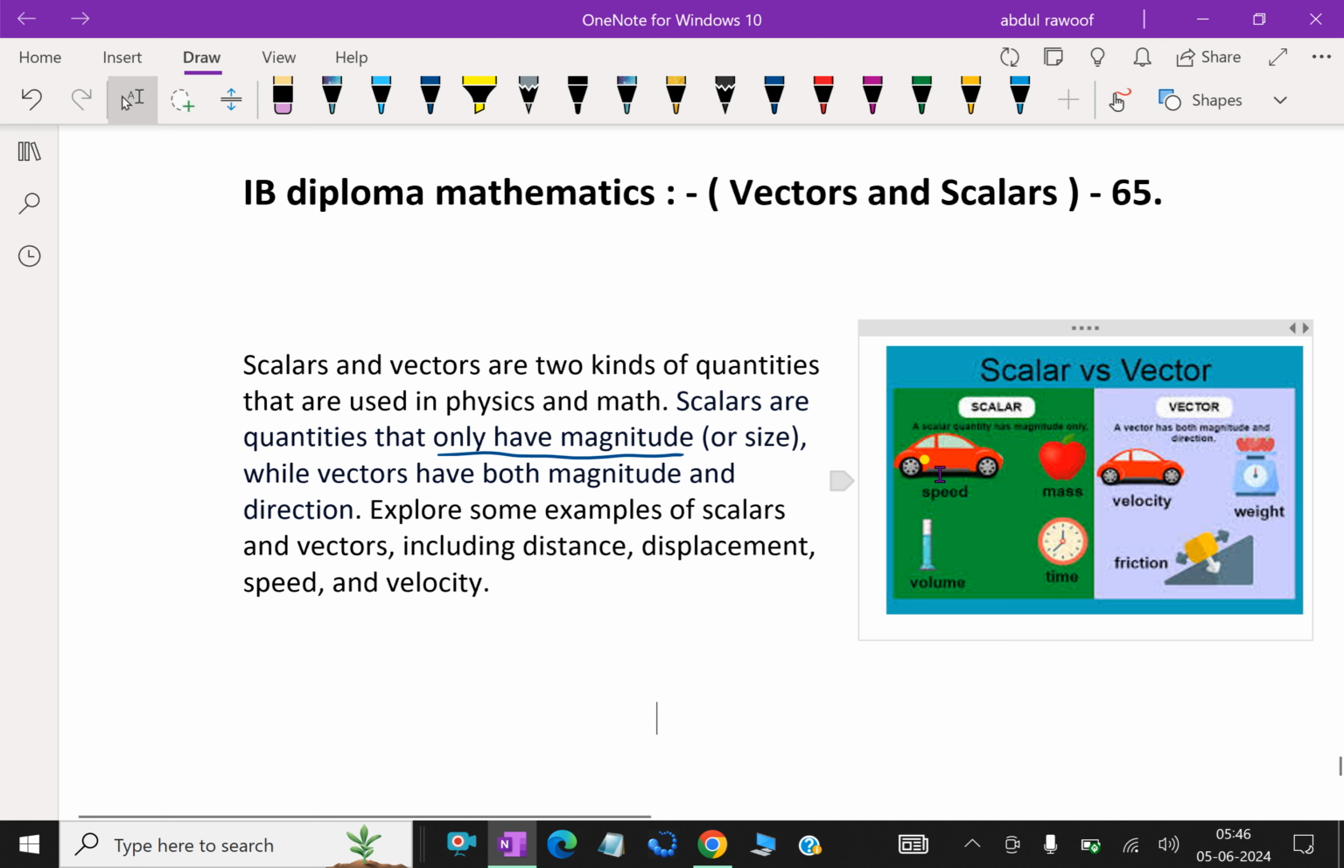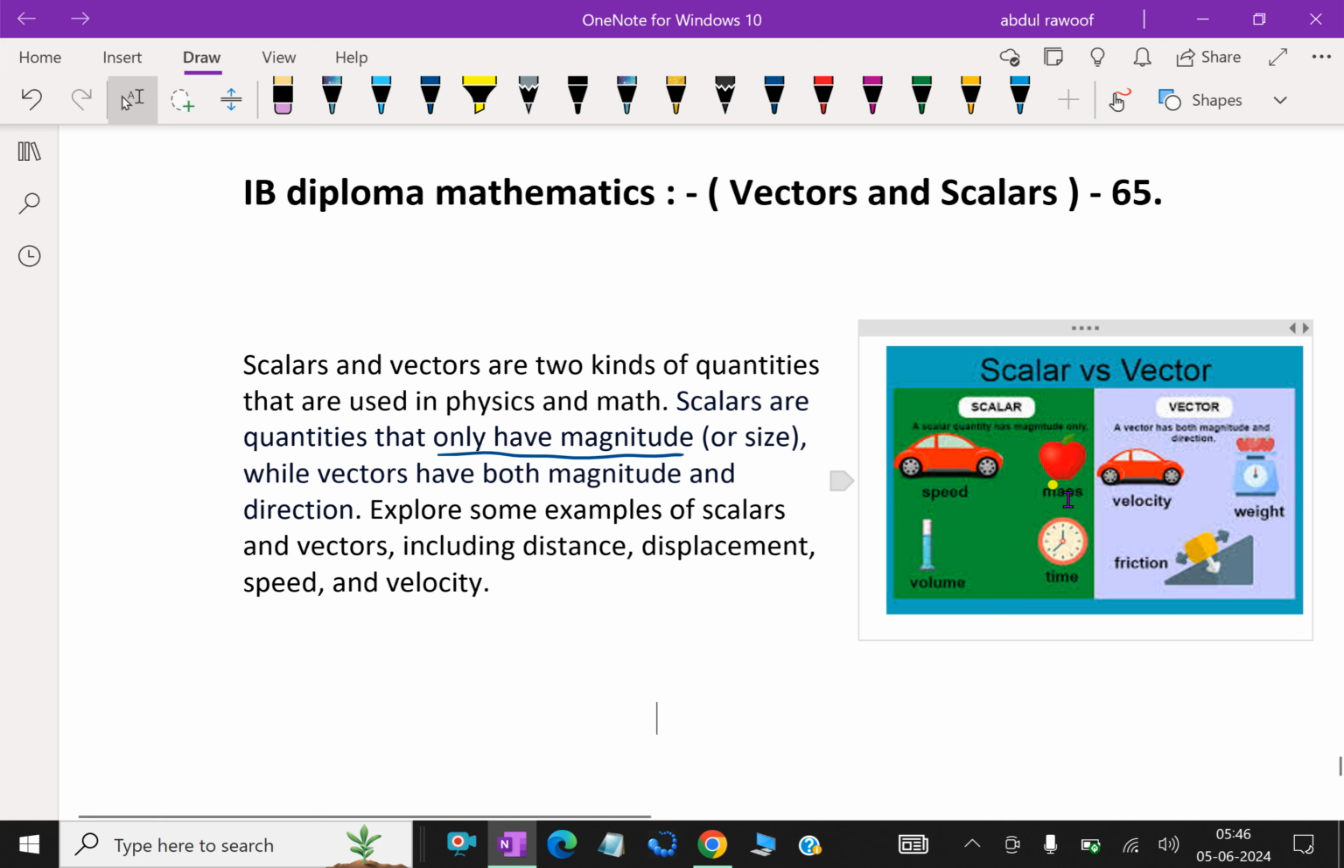Suppose a car is going on a clear road with a speed of 60 kilometers per hour. The speed is a scalar quantity because it is irrespective of direction. That means we are not considering the direction. It may go north, east, west, south, anywhere else. It's called a scalar. Suppose you consider the mass of an apple.